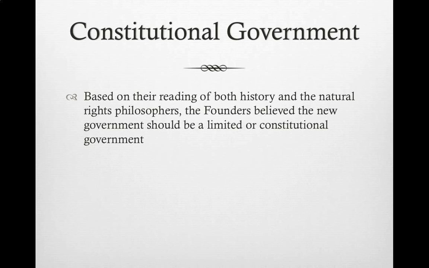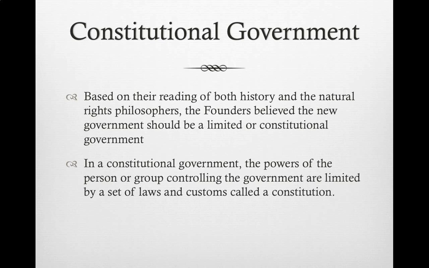Constitutional government. When the founding fathers or the framers wanted to create this new constitution, they based their ideas on the readings from both history and the natural rights philosophers, obviously John Locke included. The founders believed that the new government should be a limited or a constitutional government. And in a constitutional government, the powers of the person or group controlling the government are limited by a set of laws and customs called a constitution.